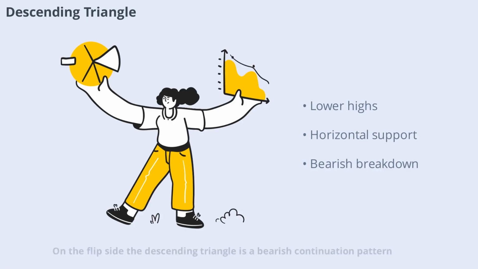The flip side, the descending triangle, is a bearish continuation pattern. It occurs when the price forms lower highs while finding support at a horizontal level. This pattern indicates that sellers are becoming more aggressive and may soon drive the price below support. A breakdown from the lower boundary often leads to further declines. Descending triangles are valuable for spotting short-selling opportunities or managing risk in downtrends.